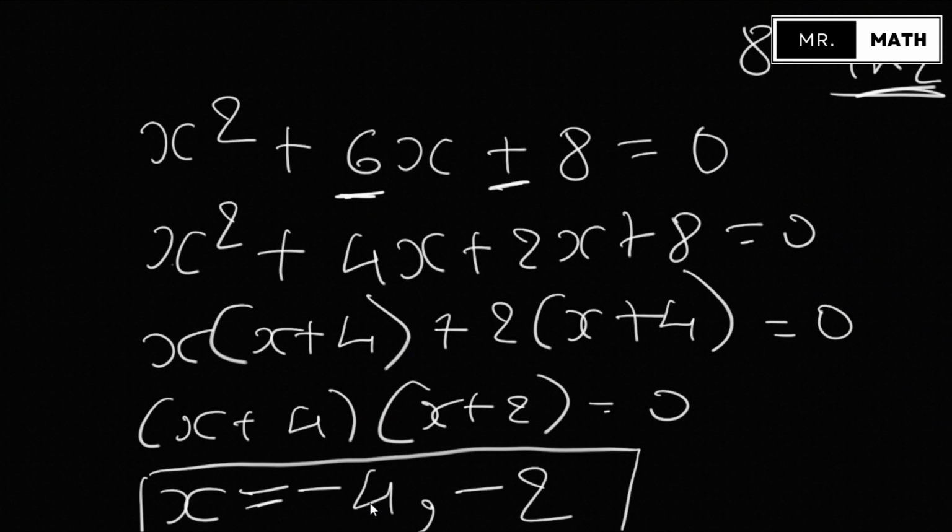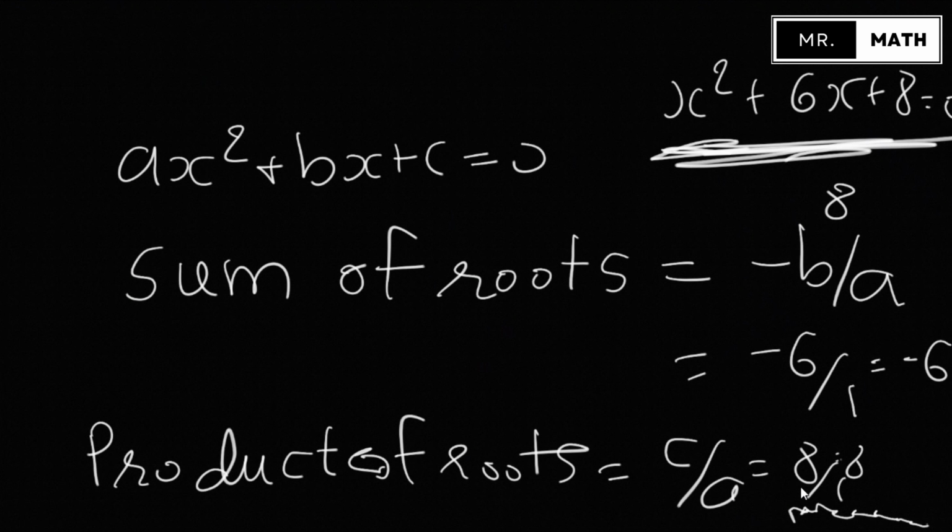Now let's verify. We have found the roots here, right? Minus 4 and minus 2. Guys, multiply them. Minus 4 into minus 2, which is 8. Correct. What we have found here? c by a. c is what? 8. a is 1. 8. 8 is equal to 8. Verified? Verified.